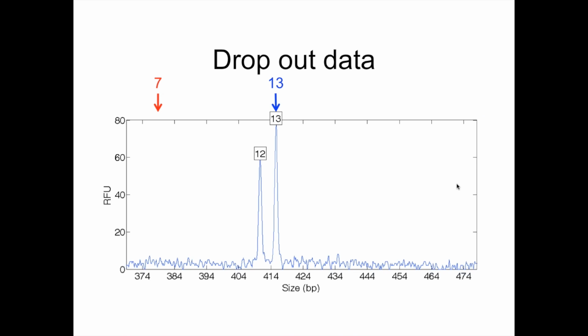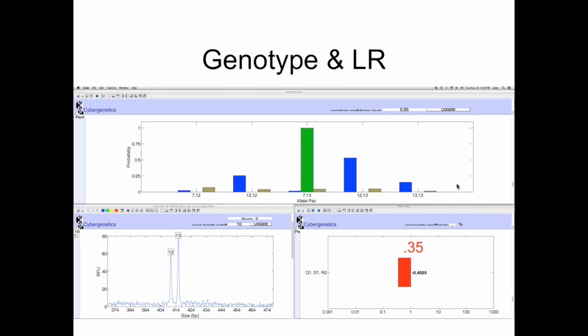Now let's take a look at allele dropout data. Here we have from other information that a 7 and a 13 contributed to the sample at this locus as one of the contributing genotypes. But the 7 allele is not present in the data. It's completely missing. The 13's there, but the 7 isn't. What does TrueAllele do in this situation?